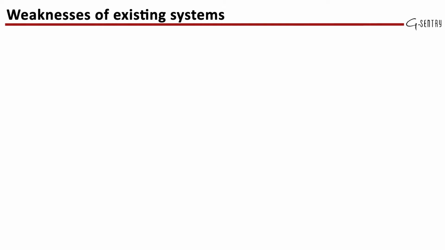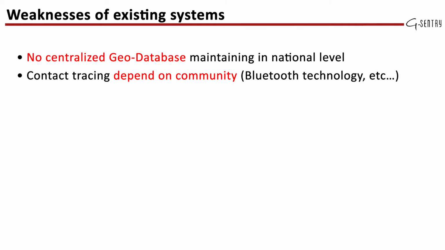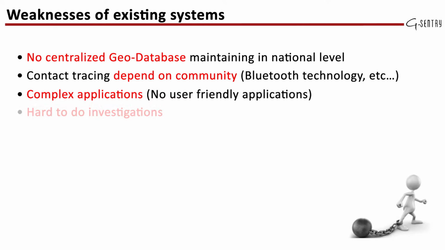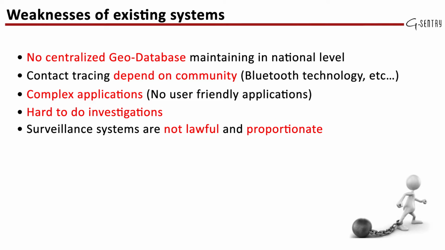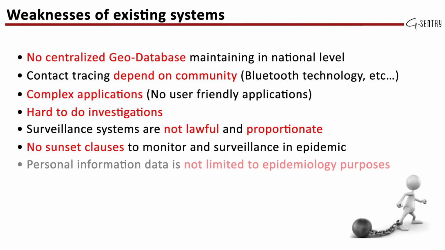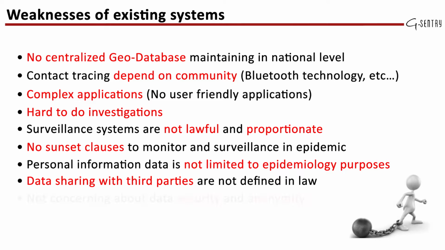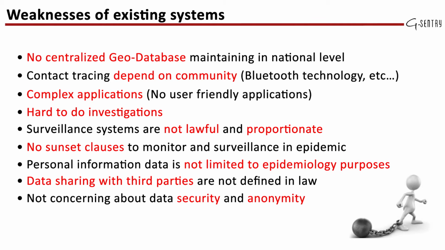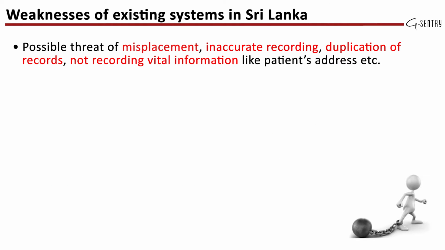According to the research, the following are weaknesses of existing systems: not maintaining a centralized geodatabase at national level, contact tracing depending on the community, complex applications, hard to do investigations, not lawful and proportionate, no sunset clauses, personal information data not limited to epidemiology purposes, and not concerned about data security and anonymity. Possible threat of misplacement, inaccurate recording, and duplication of records.